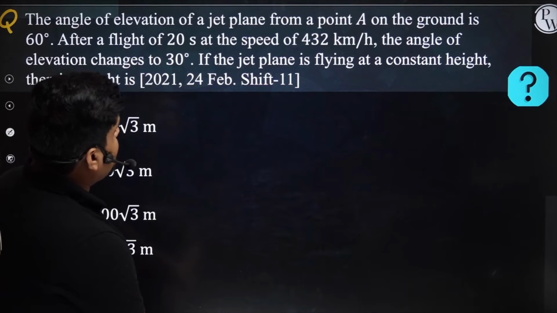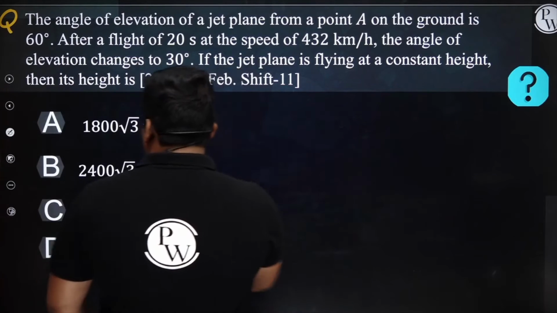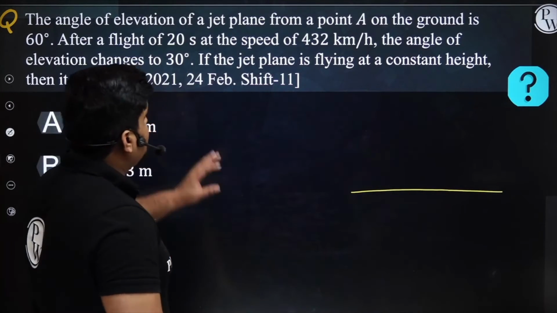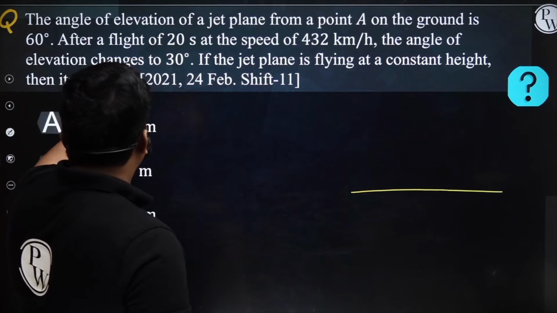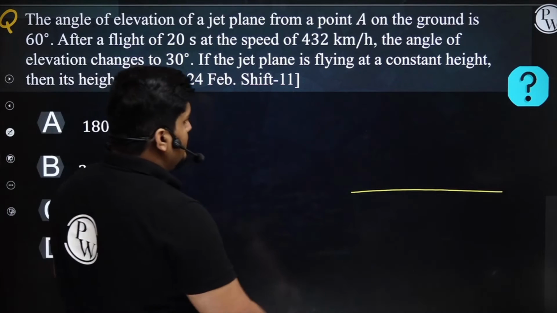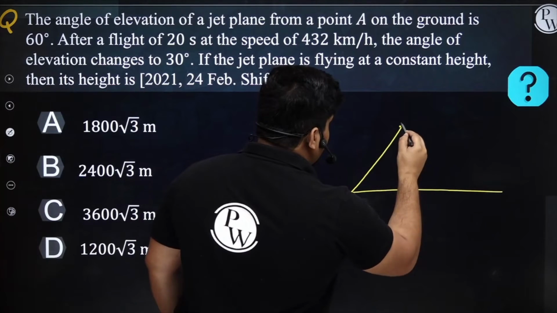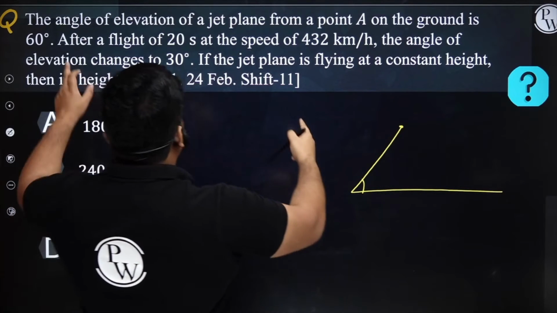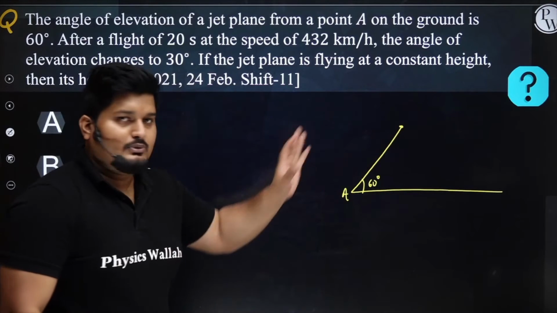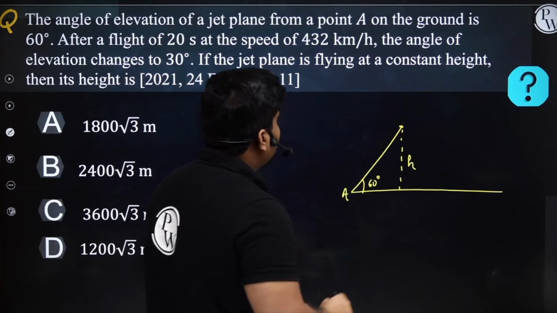The angle of elevation of a jet plane from a point A on the ground is 60 degree. So let's draw it. This is the base we have. Suppose initially this was the jet, and the angle of elevation was 60 degree. This is point A, and that is the position of the jet, at some height h.